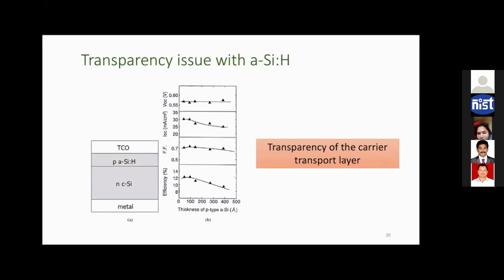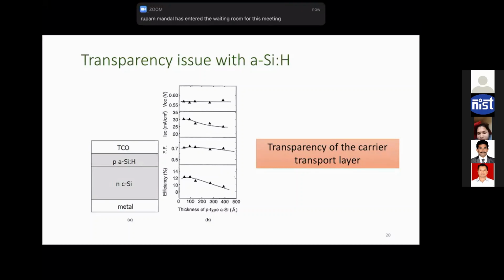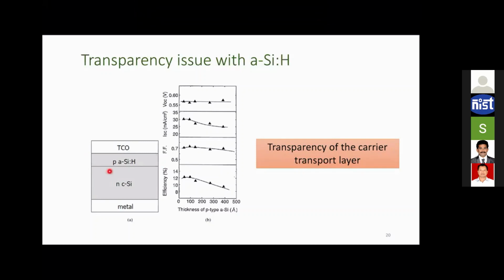But it seems it is not the only thing that is hampering its efficiency. Why? Because if you see, the transparency issue actually affects the short circuit current, but what is the factor that is affecting its VOC?